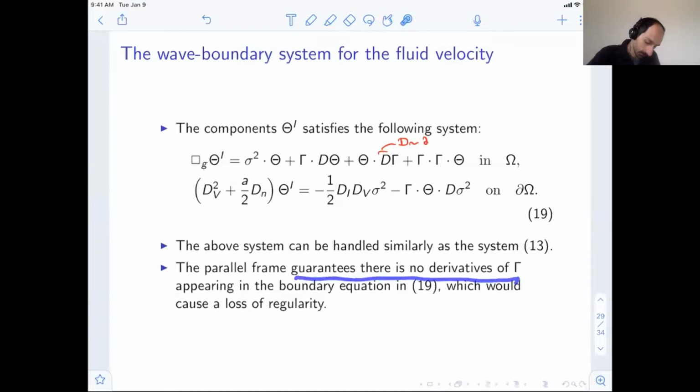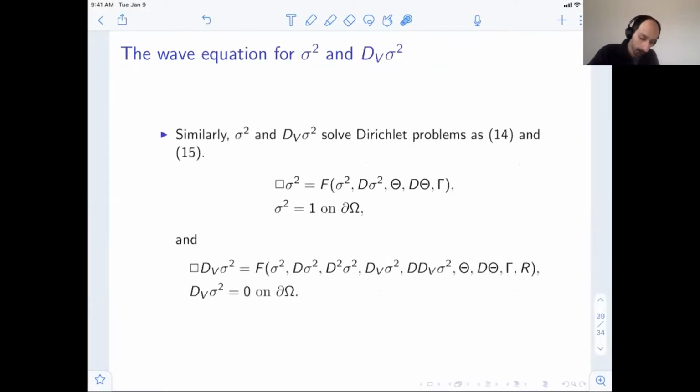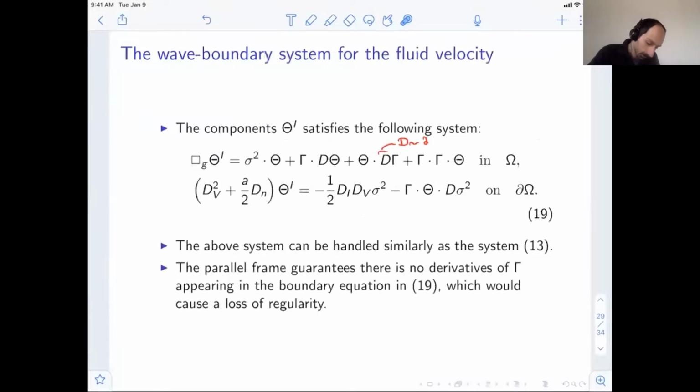Okay, so once this is there, this is the main thing, right? That no derivatives of gamma appear on the boundary equation. Inside they appear. But once we have this system, we can try to do something similar to the fixed background case. Of course, it's more nonlinear, but we can try a similar method to prove estimates for this. And then again, there's the main term here, which is dv of sigma squared, one derivative on the boundary.